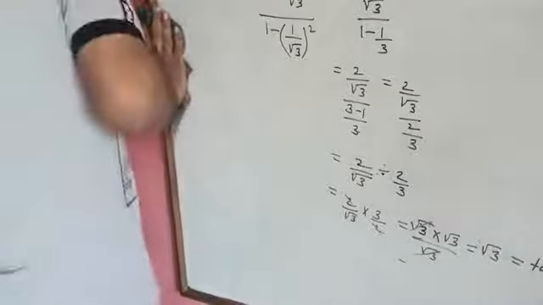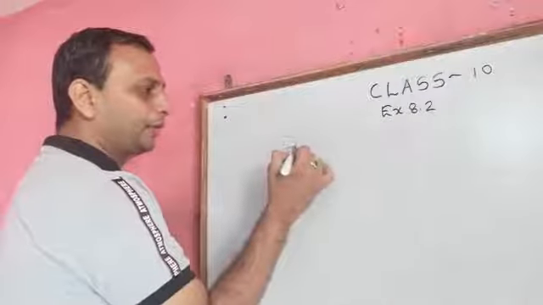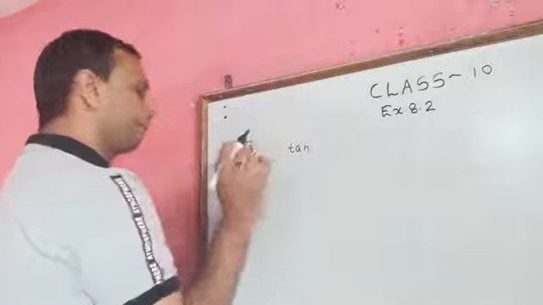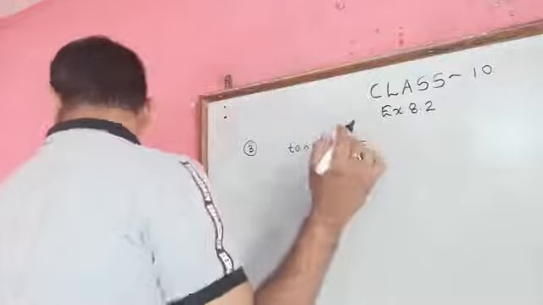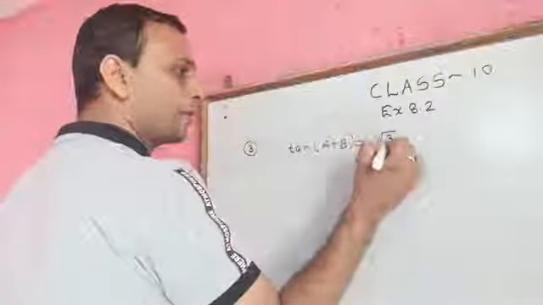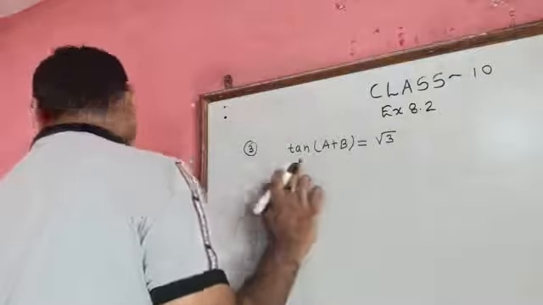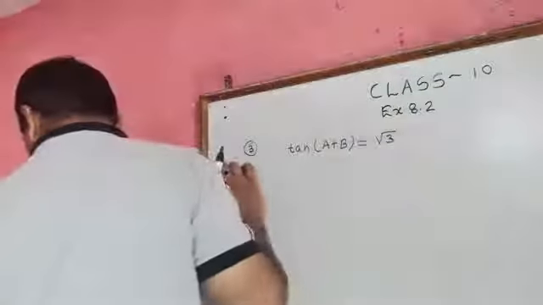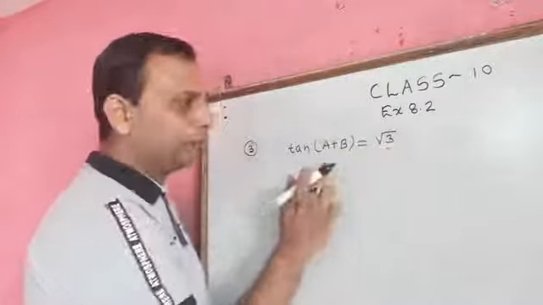Now we solve question number 3, and along with 3 the exercise will also be completed. You can see one value is given: tan of a plus b is equal to root 3, and tan of a minus b is equal to 1 upon root 3. And we have to find the values of a and b. Tan of a plus b equal to root 3 is given in the question.